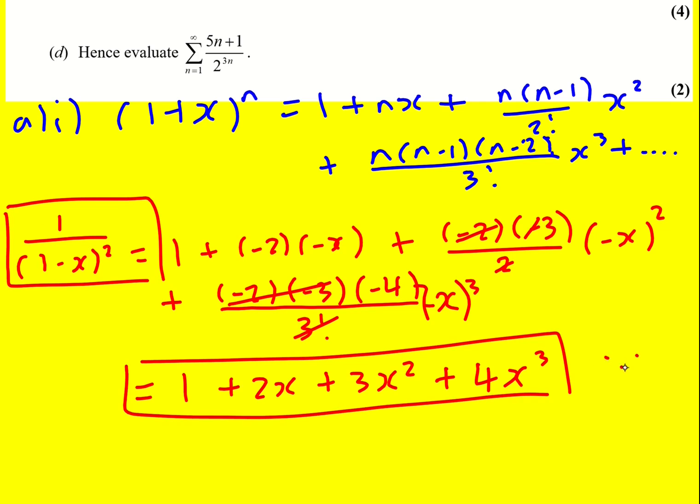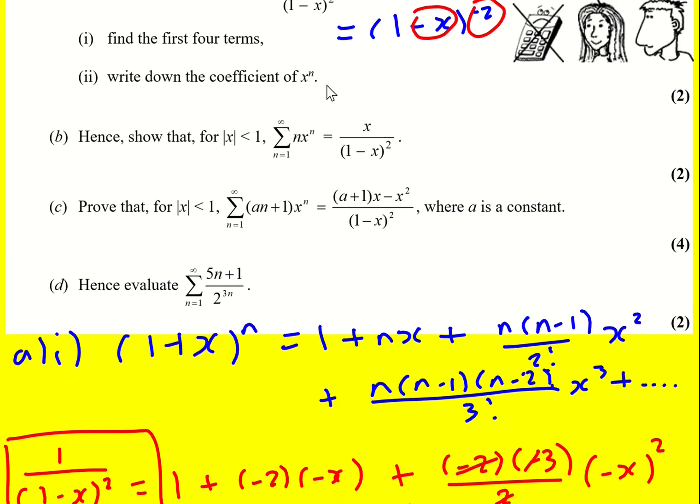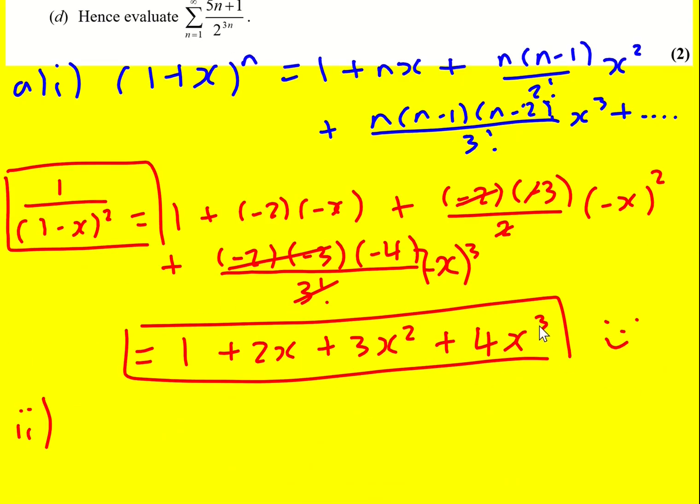Okay, pretty neat. Part 2, we're asked to write down the coefficient of x to the n. So we can see the coefficient of x cubed is 4, x squared is 3, always seems to be one more. So it's n plus 1. And I'm not just guessing, when we do the expansion we see that every time, you never get a negative because you always introduce a new negative and another negative here, so that always cancels.